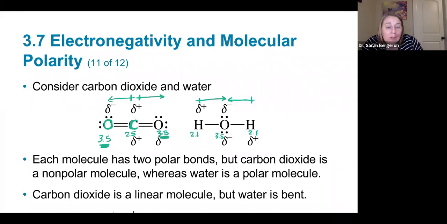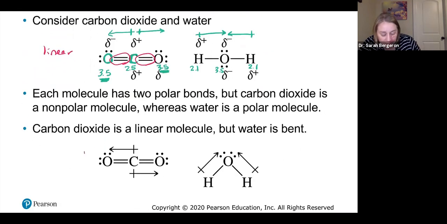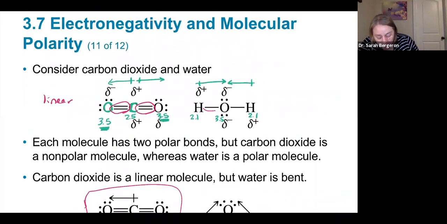Remember when we talked about Lewis structure? Carbon dioxide has 2 areas of electrons and no lone pairs, which tells us that this is going to be a linear molecule. When we draw it, it is linear. When we look at water, on the other hand, water has 2 areas of electron density that are bonds, so 2 areas that are bonded, and then it has 2 areas that are lone pairs, or unbonded.